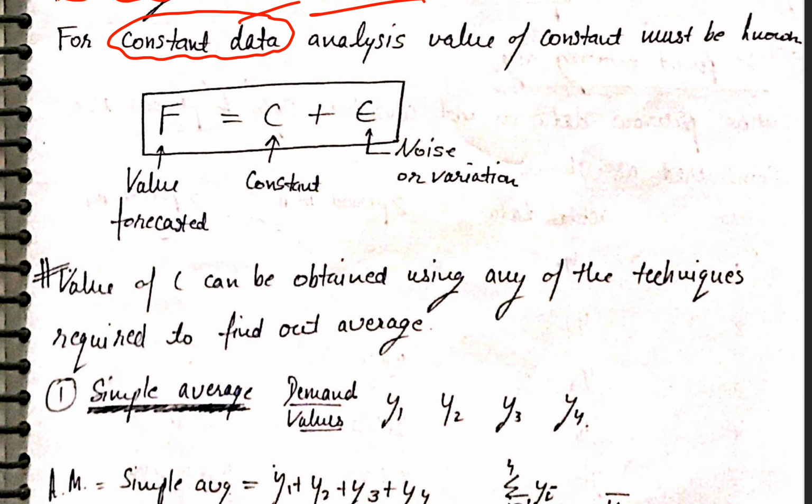If we are doing the constant analysis we must know what that constant is to do the correct analysis. So it says F is equal to C plus epsilon. Here F is the forecasted value, the value that I want to predict, and that will be equal to the constant that I am talking about plus error, noise or variation.